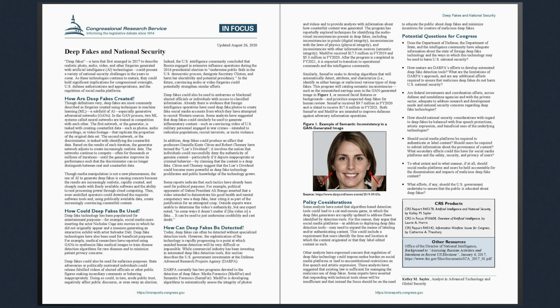State adversaries or politically motivated individuals could release falsified videos of elected officials or other public figures making incendiary comments or behaving inappropriately. Doing so could, in turn, erode public trust, negatively affect public discourse, or even sway an election. Indeed, the U.S. intelligence community concluded that Russia engaged in extensive influence operations during the 2016 presidential election to undermine public faith in the U.S. democratic process, denigrate Secretary Clinton, and harm her electability and potential presidency. In the future, convincing audio or video forgeries could potentially strengthen similar efforts.